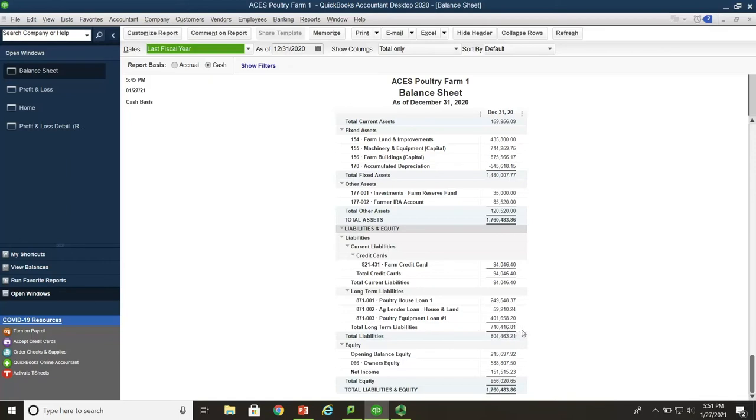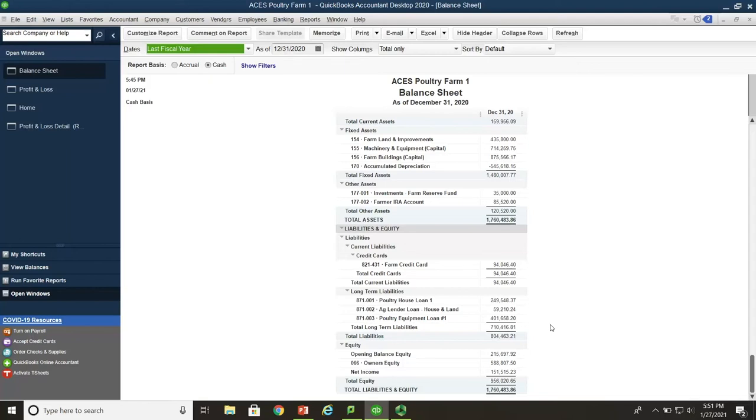And then what remains is his equity. And he has total equity of $956,000. So this farmer is doing pretty well. And so this would be what you would have at the end of the year. You would print this balance sheet, and this balance sheet would go to the farmer and to their banker and anybody else that wanted to see the farm balance sheet.